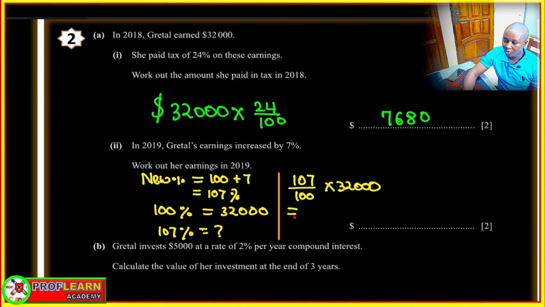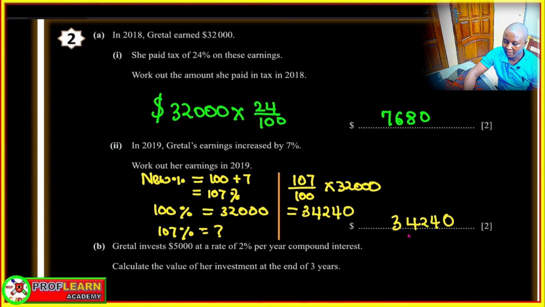Work out the earning in 2019. So we were having 2018, which was at 32,000. After 2018, there was an increase of 7%. So we are working out the earning in 2019, and if you work it out, you are going to get that value being equivalent to 34,240.